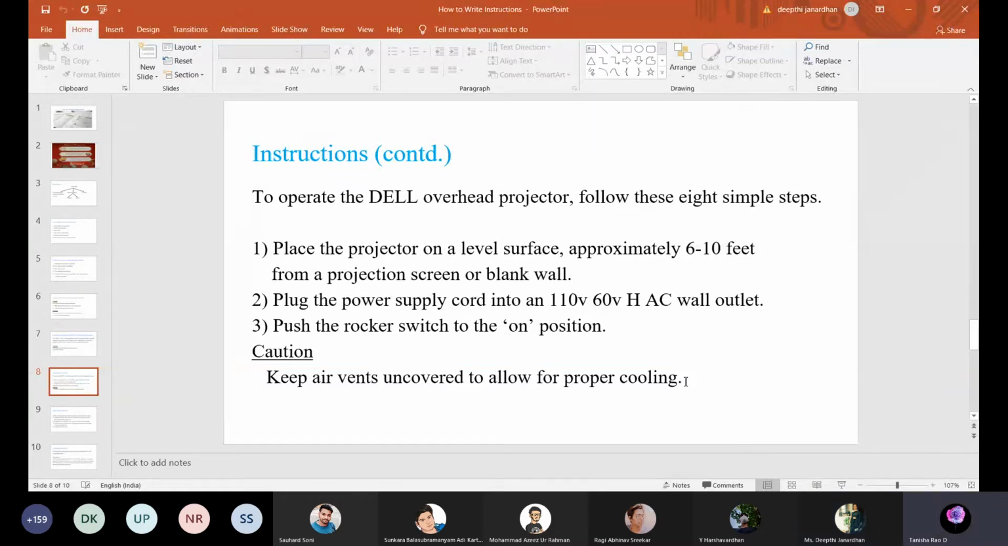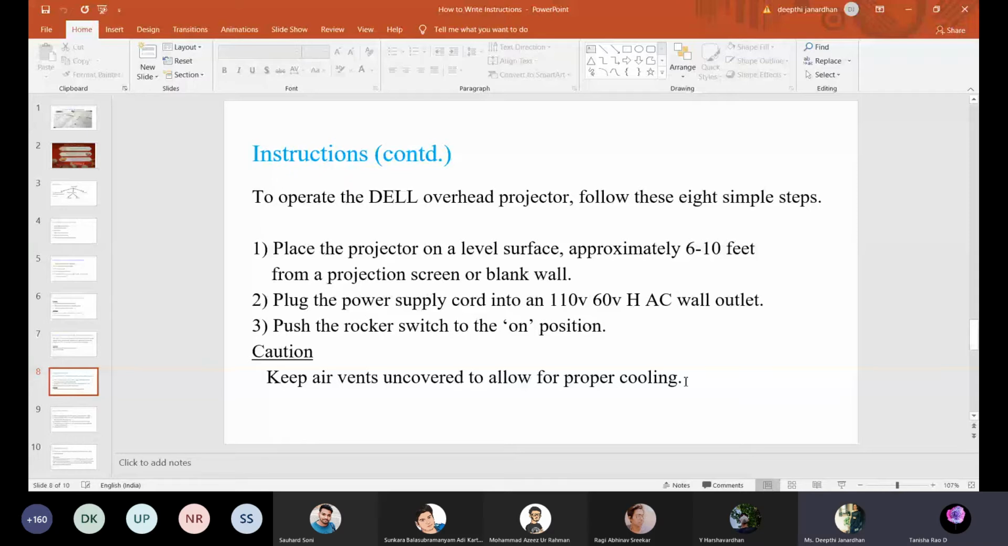To operate the Dell overhead projector, follow these 8 simple steps. 1. Place the projector on a level surface approximately 6 to 10 feet from a projection screen or blank wall. 2. Plug the power supply cord into a 110 volt 60 hertz AC wall outlet. Push the rocker switch to the on position. Caution: keep air vents uncovered to allow for proper cooling.